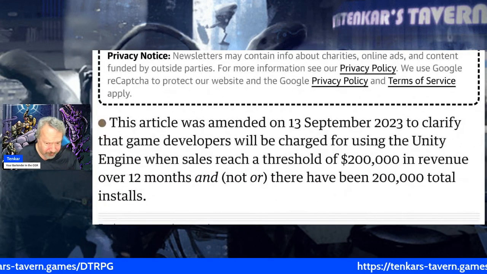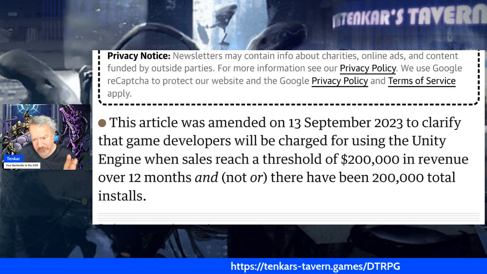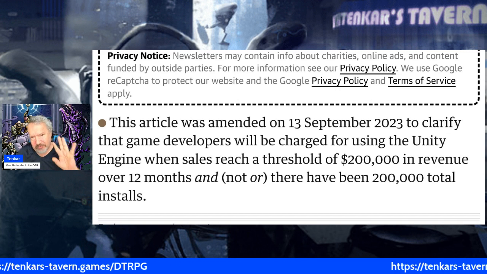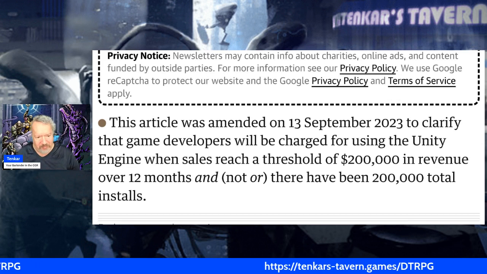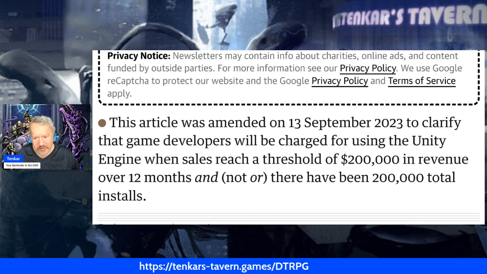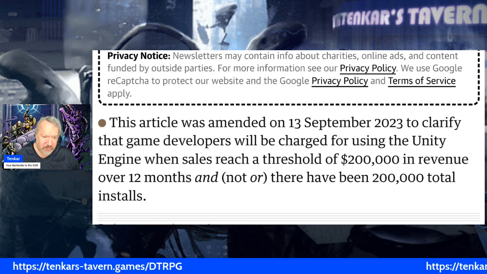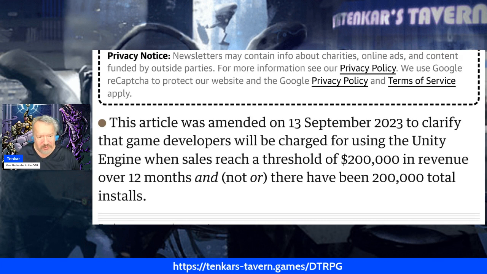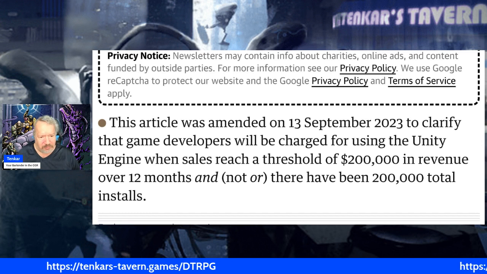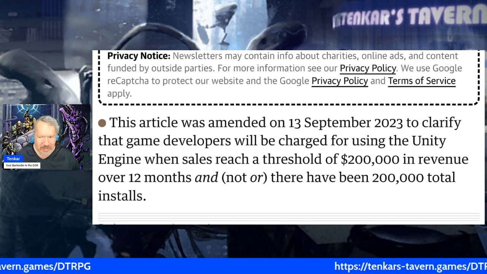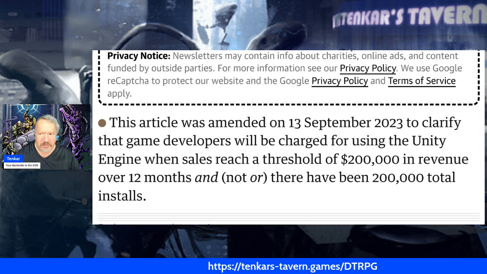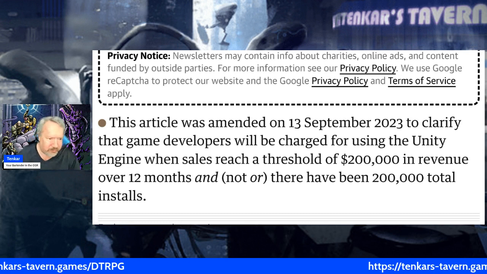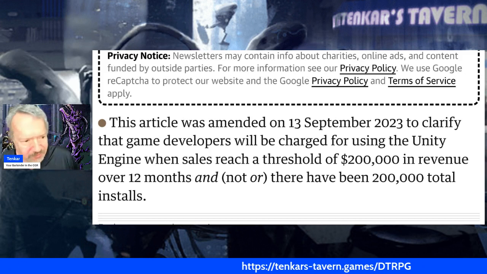And like I said, when the article was originally written, they had said it was either a threshold of $200,000 in revenue or 200,000 total installs, but it's both. So if you have $200,000 in revenue over 12 months and 200,000 total installs, yeah, you might be safe if you sell your game for a lot and you don't figure too many people are going to be installing it. But how do you account for multiple installs from one person? Sounds shaky to me. I'll leave a link to this article for everybody at home to read themselves and get caught up on. I'd like to hear your thoughts.